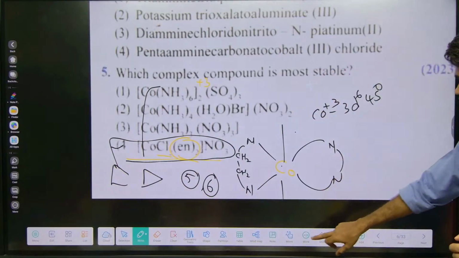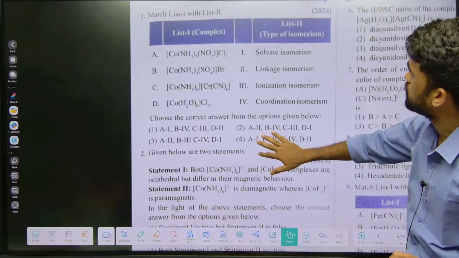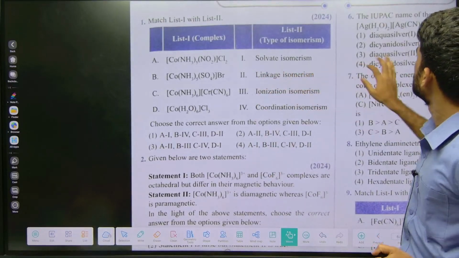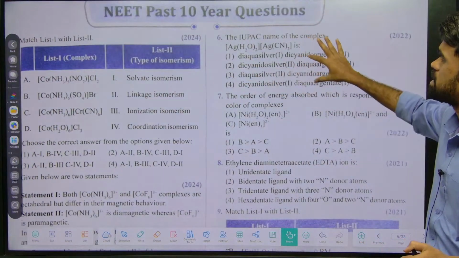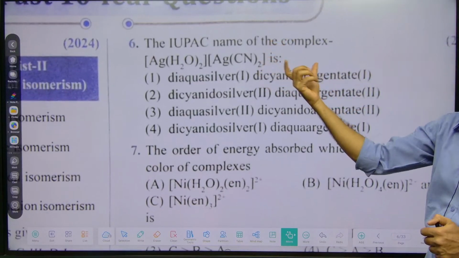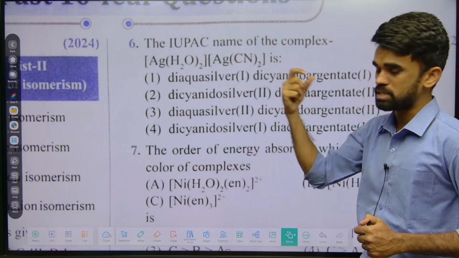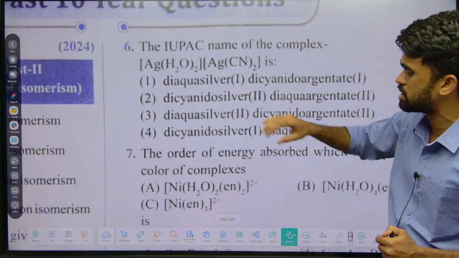Okay, next, let me give all the clarity. Is there any other question here? This one we did yesterday. Can you write the IUPAC name for this? See, there are two complex ions here, the cationic part is also a complex and the anionic part is also a complex. So how to write the IUPAC name? Fast.